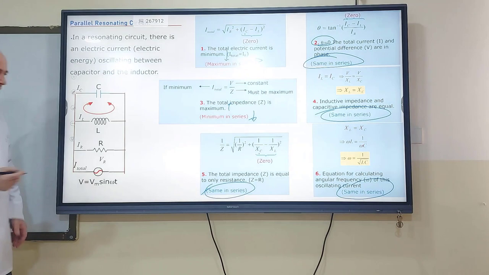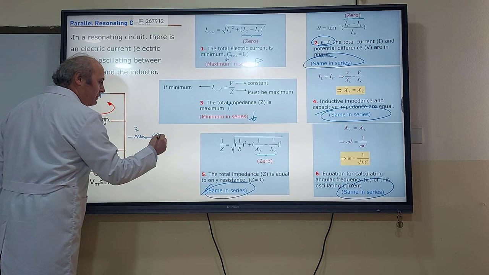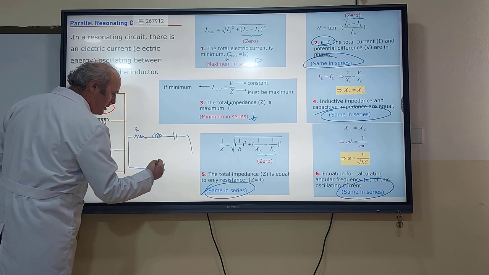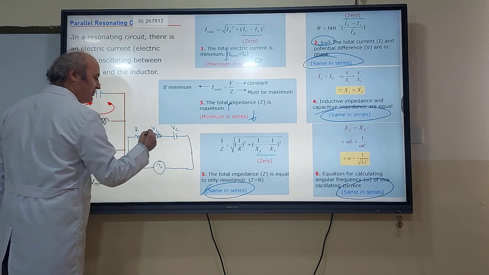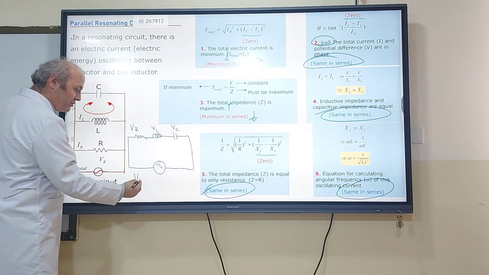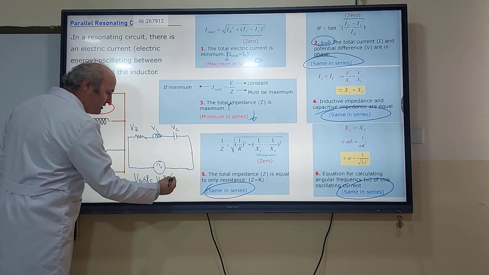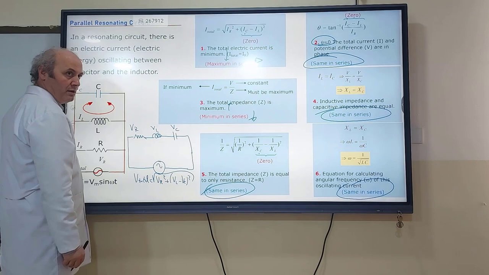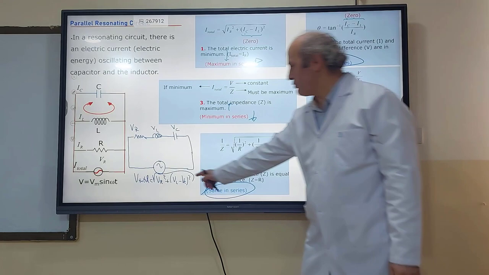In series, we have a resistor, a coil, and a capacitor. These are connected in series to a generator. VC for the capacitor, VL for the coil, VR for the resistor. This time we are going to write the total potential difference, because electric current is the same for all. V total is equal to the square root of VR squared plus (VL minus VC) squared. In parallel, we write this equation for electric current. In series, we write this equation for potential difference.